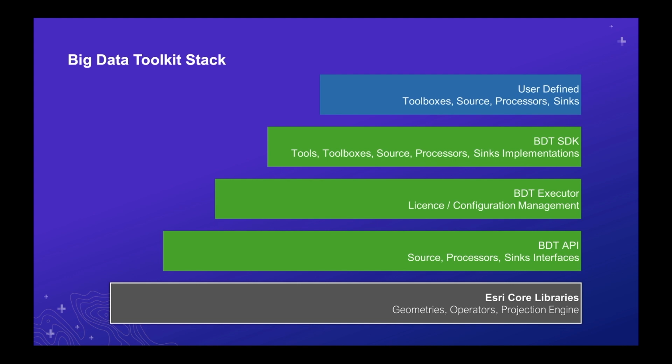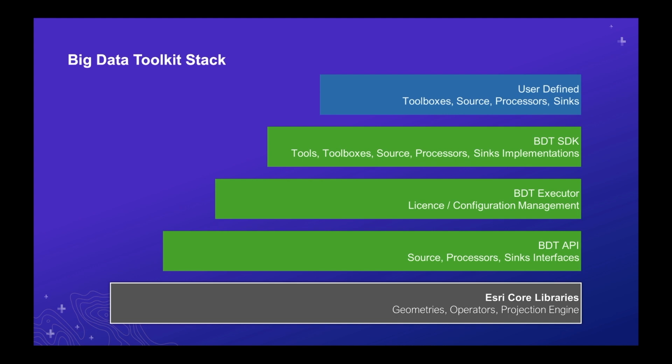When you sign up for PDT subscription, you also get access to our private source code repositories. If, for some reason, Big Data Toolkit does not have what you are looking for, you can extend our API to write custom processors, sources, things to implement your own business logic.